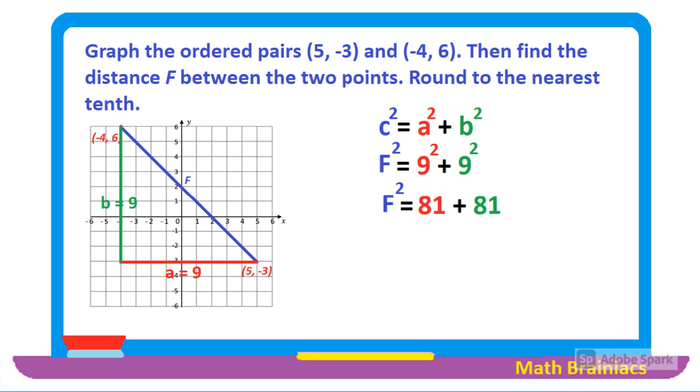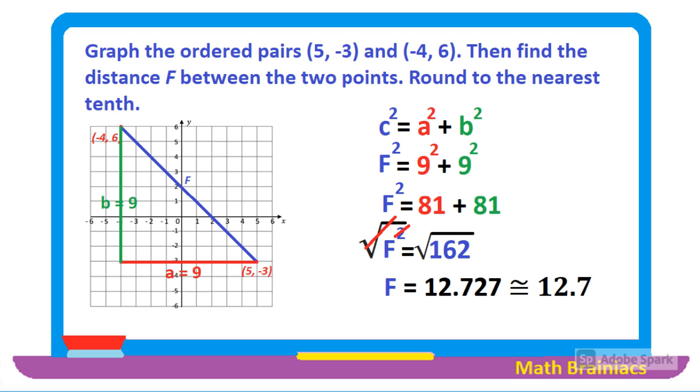9 squared is 81. Therefore, it will give us f squared is equal to 81 plus 81, and the answer is 162. f squared is equal to 162. We are going to apply the square root on both sides of the equation so that we can cancel out the square. Thus, we can cancel out the square root and the squared on the left side of the equation, and it will give us the square root of 162. On that account, f is equal to 12.727, or approximately 12.7 if we round it off to the nearest tenth. Therefore, distance f is 12.7.